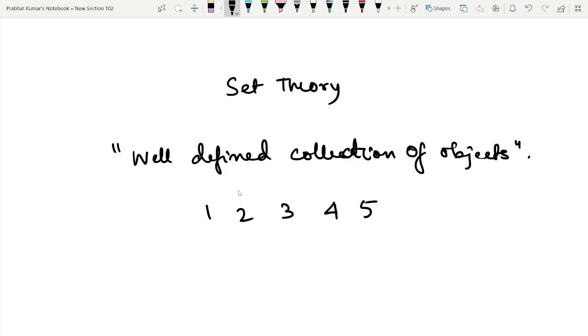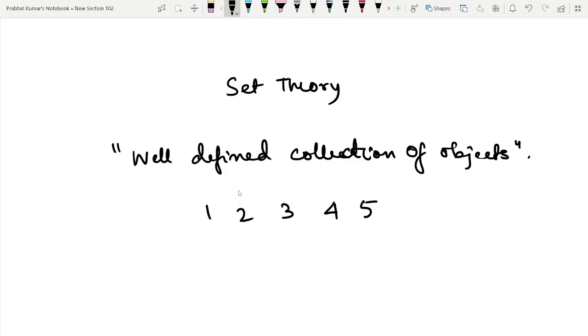For example, if we say that we collect a collection of good singers in India, that does not form a set because the term good is vague in mathematical sense. What can be good for one may not be good for the other. In this way, we distinguish what is well defined and what is not well defined, and consequently we put something in a set or we don't put something in a set.